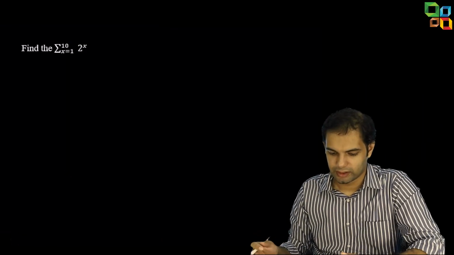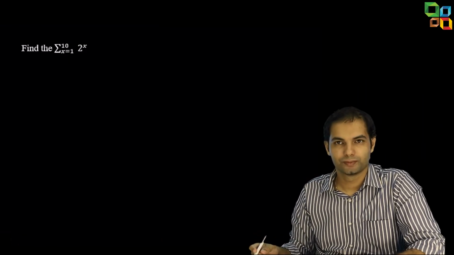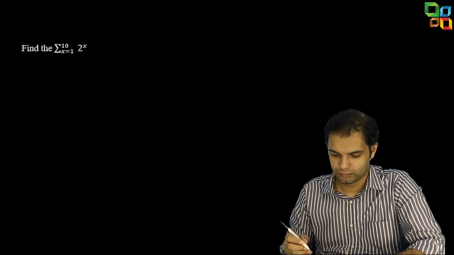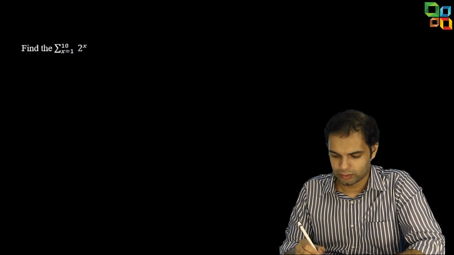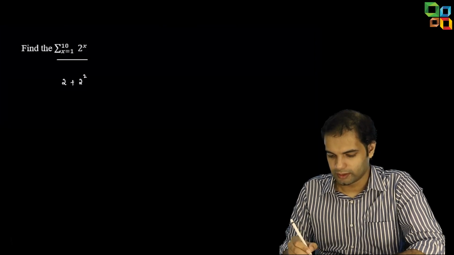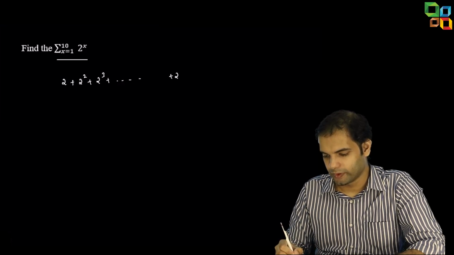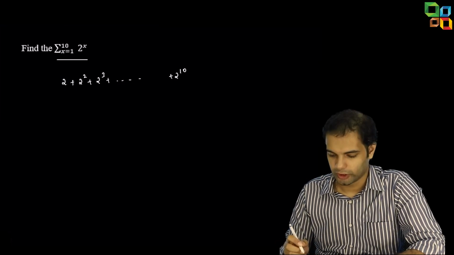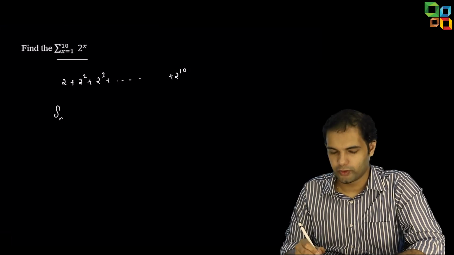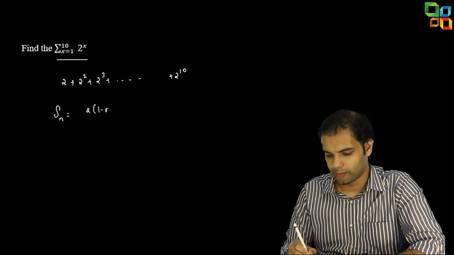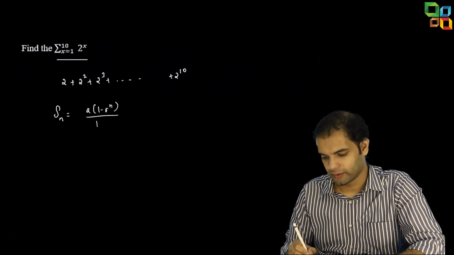Okay, Karthik, what is this? Tell me, what is the summation of this? We can use the formula. So if we expand this, what do we get? We're getting 2, right? 2 is the first term. 2 plus 2 squared plus 2 power 3 plus 2 power 4, up to 2 power 10, right? So you're using the formula for Sn, the sum of n terms, which is a into 1 minus r power n by 1 minus r, fine?